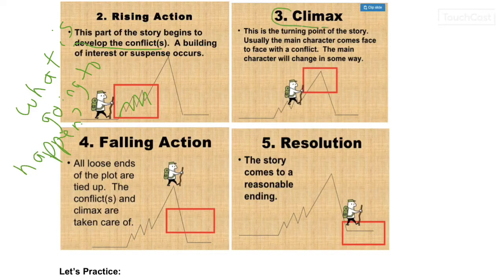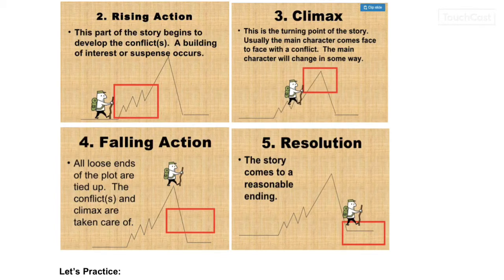The climax, most important part, is when you reach the top. That is the turning point in a story. Usually the main character comes face to face with a conflict. The main character will change in some way. So the climax is the most important part, just like the top of a mountain. If you were climbing it, that would be your goal, right? You want to reach the top.